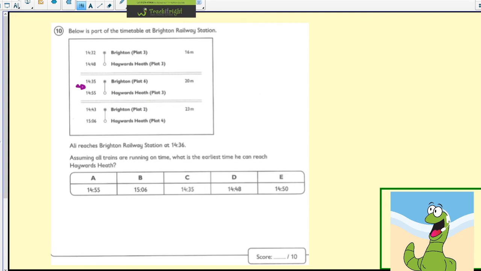Well, he walks in at 2:36, so it means he's missed the 2:35 train. So for the next train leaving from Brighton, you'd have to go to platform 2, and he'd have to get on this train, which is the 2:43, and the 2:43 takes 20 minutes to get there, and it will arrive at 3:06. So he would arrive at 3:06.